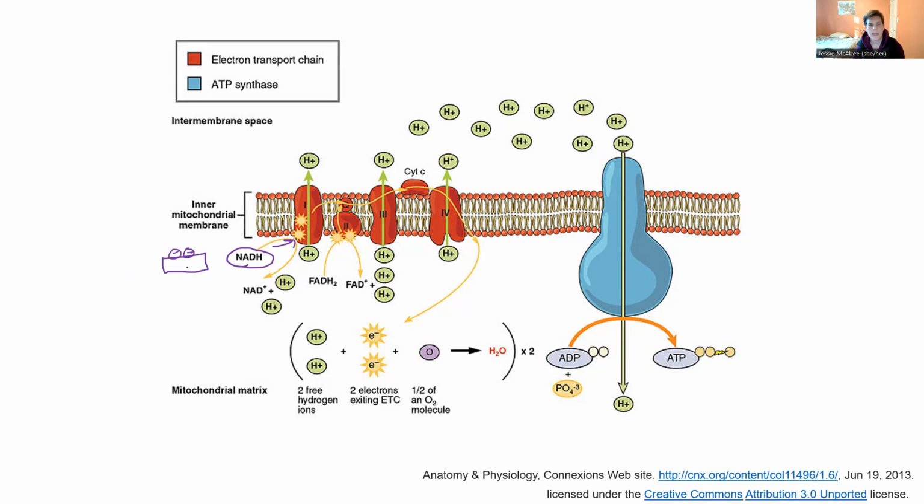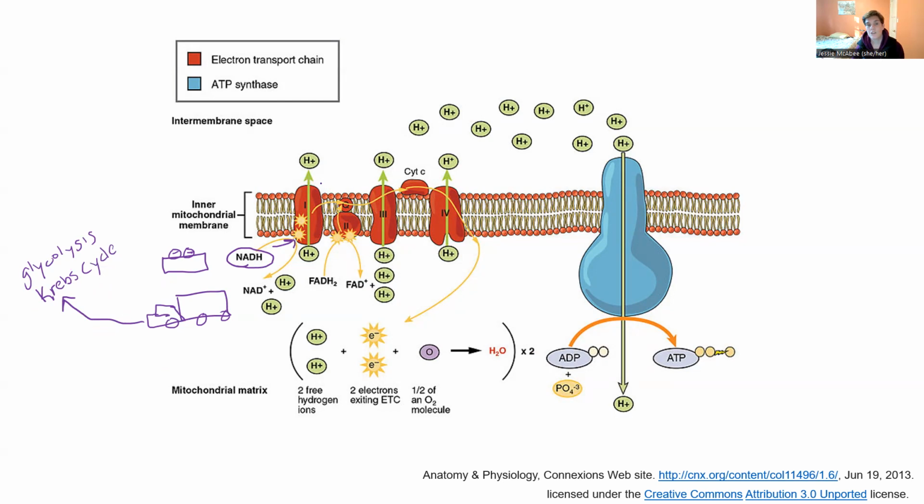And as it drops those off, it's going to become empty again. And as it's empty, let's see if I can draw that truck again. Truck drives off, and it goes back to the reactions of glycolysis, which is in the cytoplasm, and the Krebs cycle or citric acid cycle. So it's going to go back, pick up more electrons, and bring them to the electron transport chain.